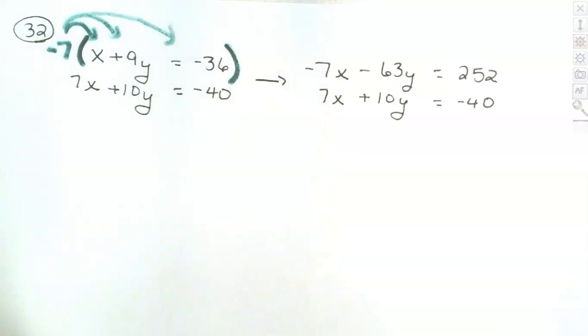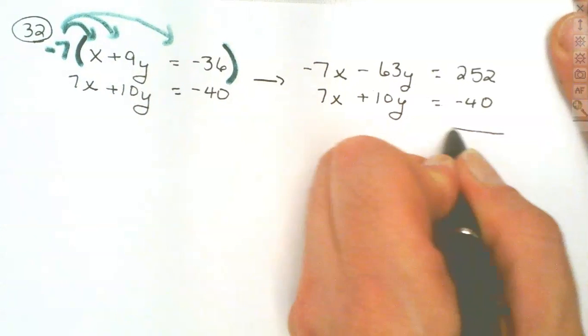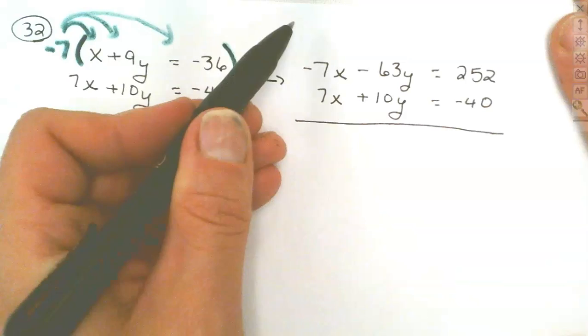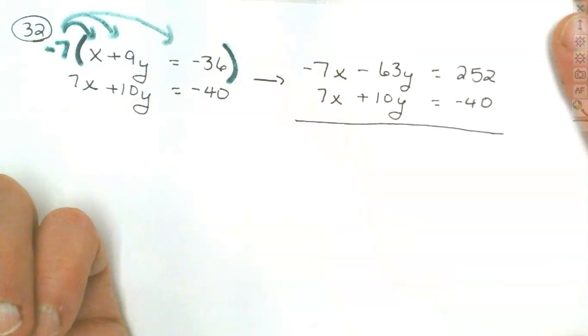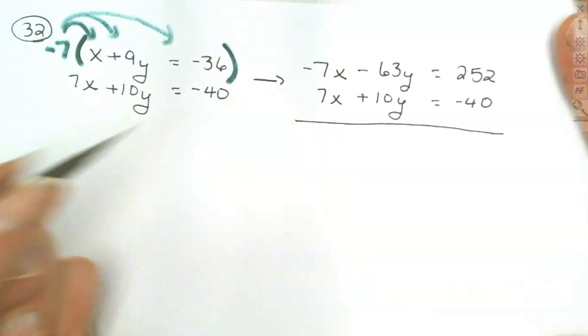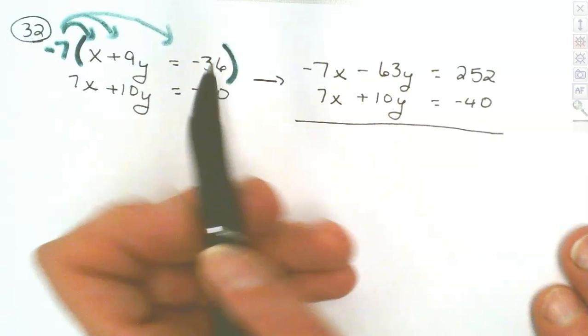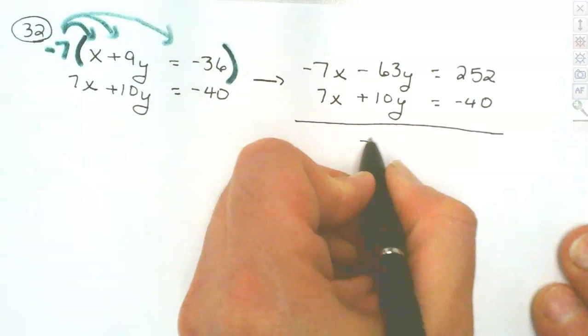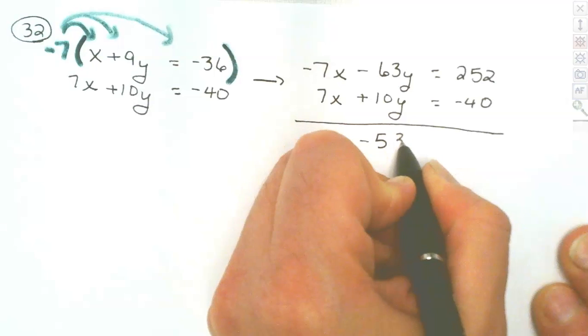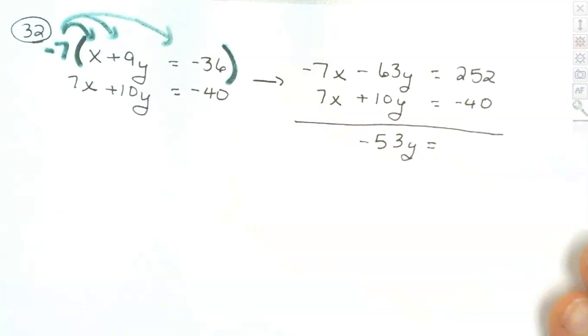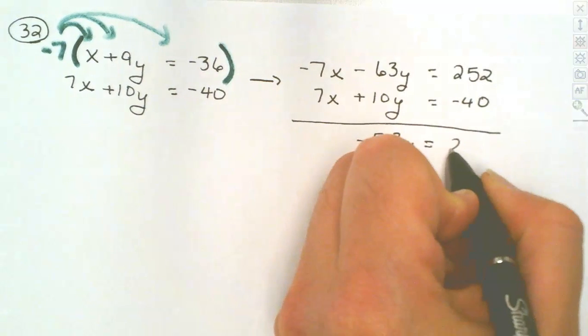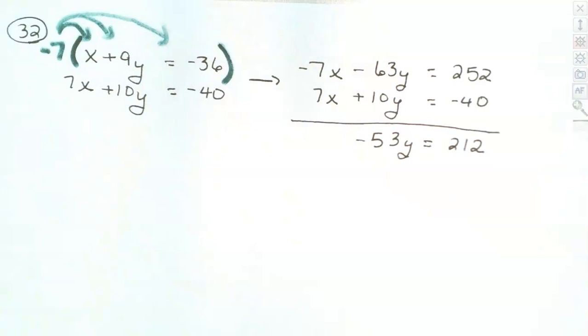So if I do that and I add down, what does that now leave me with? Well, the x's are gone, right? Because a positive 7x and a negative 7x cancel each other out. What about the y's? Well, we've got a negative 63 and a positive 10. That leaves you with a minus 53y. And on the right-hand side, we've got 252 minus 40. That leaves you with 212.